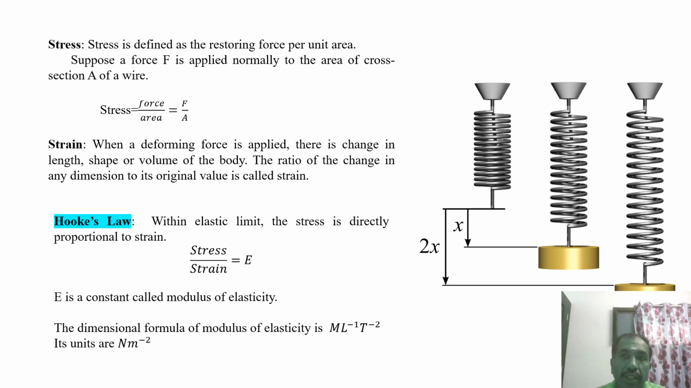The stress is nothing but force per unit area. The unit of force is Newton, and the unit of area is meter square. Therefore, Newton per meter square is the SI unit for the elastic moduli.